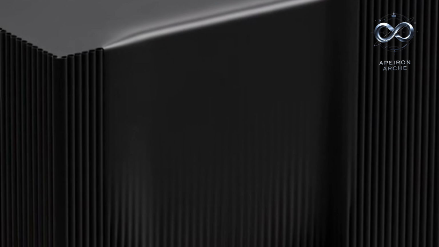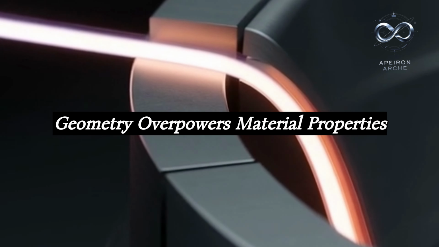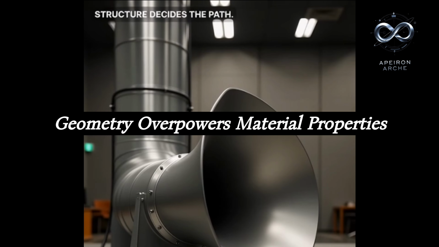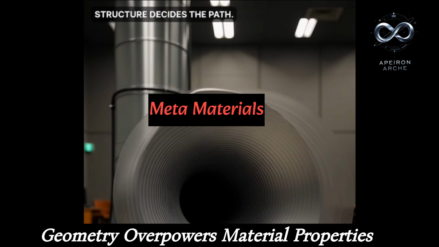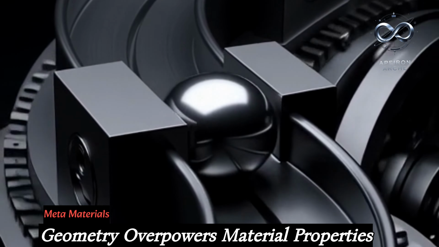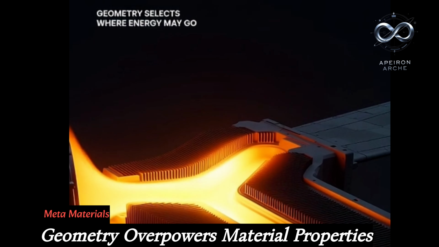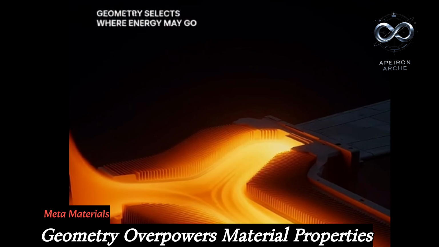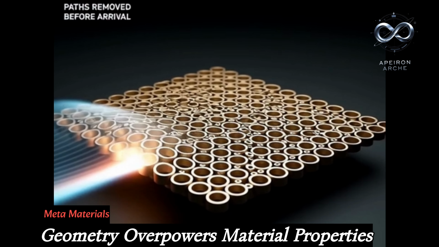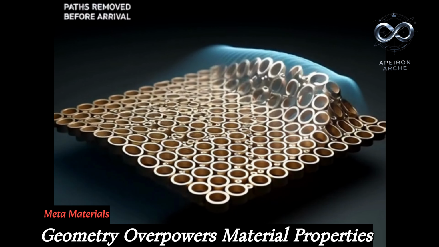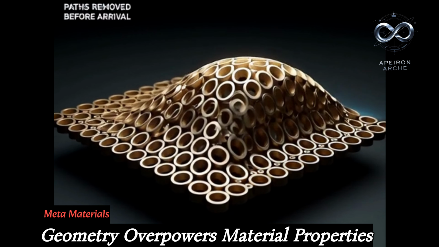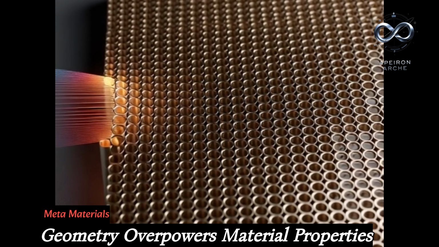So far, geometry has forced matter to move, forbidden certain waves, and removed all exits for light. Now we move on to systems where geometry does something subtler. Energy is not absorbed, it is not excluded. Instead, structure decides where energy is allowed to go. Waves don't choose their direction here. Repetition removes most paths before the waves even arrive.